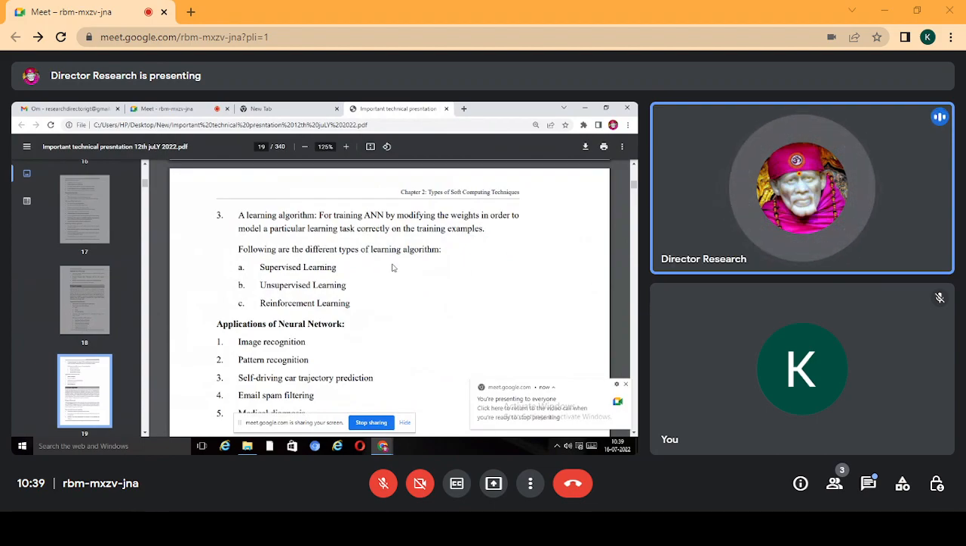A learning algorithm for training artificial neural networks by modifying the weights in order to model a particular learning task correctly on the training examples. Following are the different types of learning algorithms: supervised learning, unsupervised learning, reinforcement learning. These are the learning algorithms.